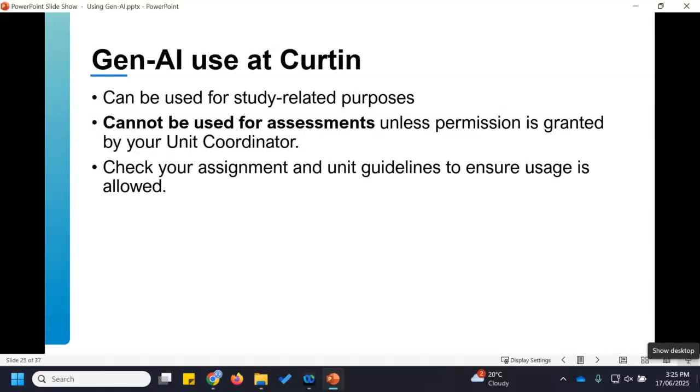Now, at Curtin, GenAI can be used for anything personal, so any study-related purposes, anything that you want to use it for yourself, go for it. It cannot be used for assessments, though, unless permission has been granted by your unit coordinator in writing. So it'll usually be on your unit outline. If you're unsure, just ask them, like, hey, are we allowed to use AI in this? So check those guidelines and ensure it's allowed before you use it.